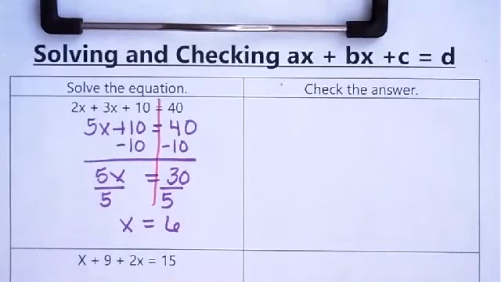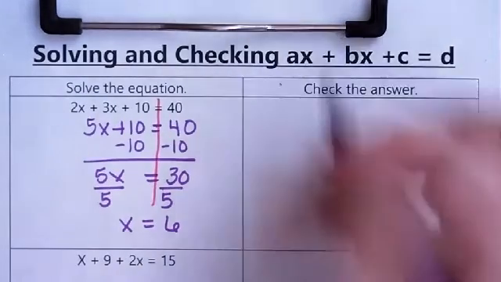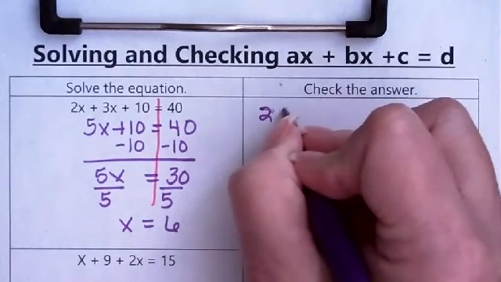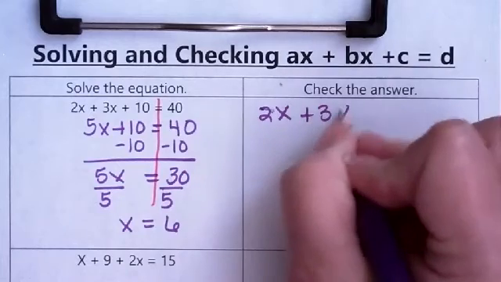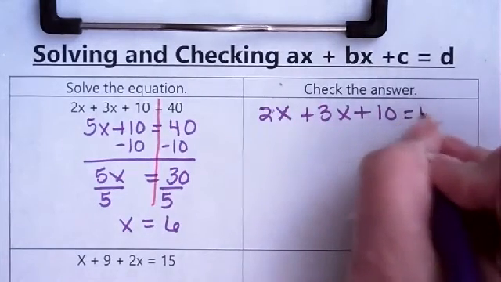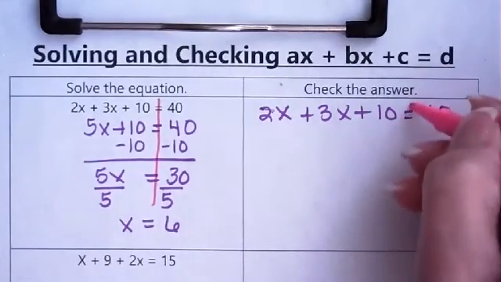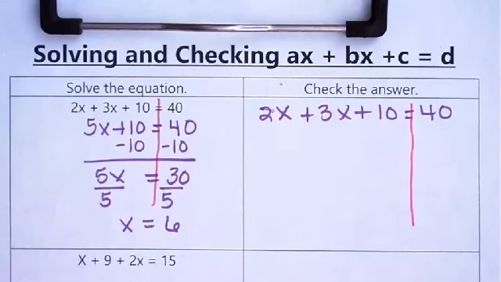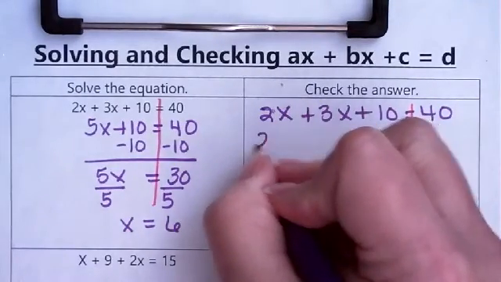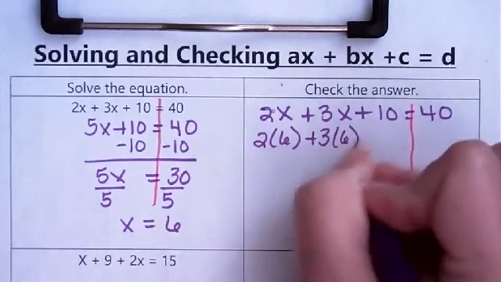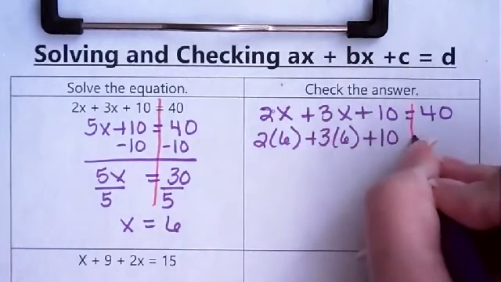Now, of course, we're going to have to check it. So we're going to go over here and we're in our check column, and we're going to do 2x plus 3x plus 10 equal to 40, just writing down our original problem. If we want to, we can put in the river right here. And then we're going to substitute our 6 for x in the second step. Okay, so what that's going to look like is 2 times 6 plus 3 times 6 plus 10.